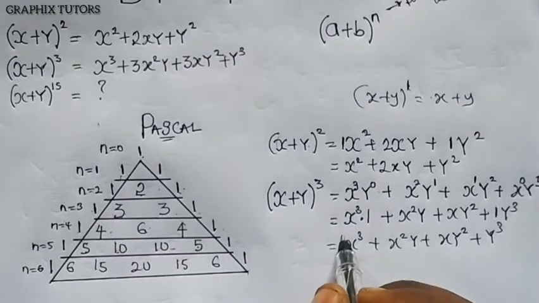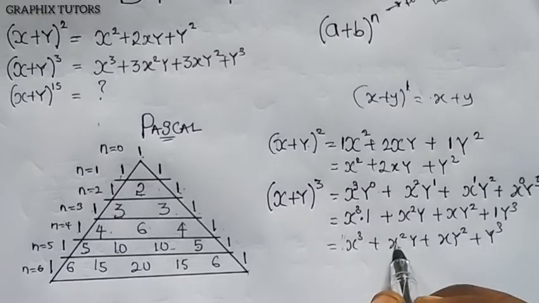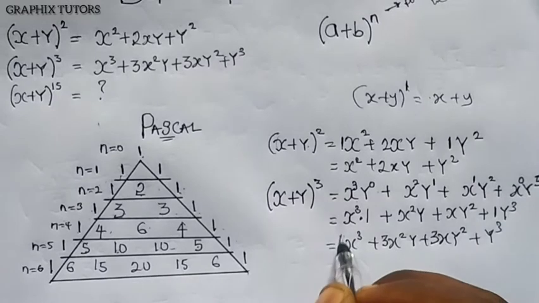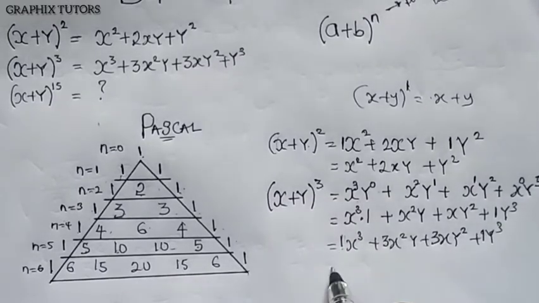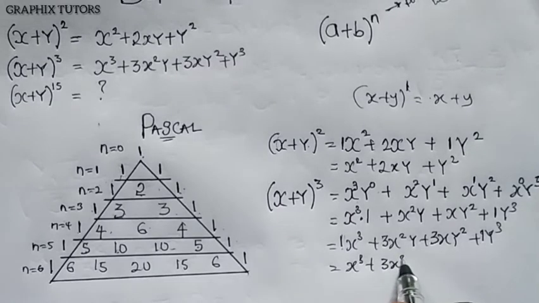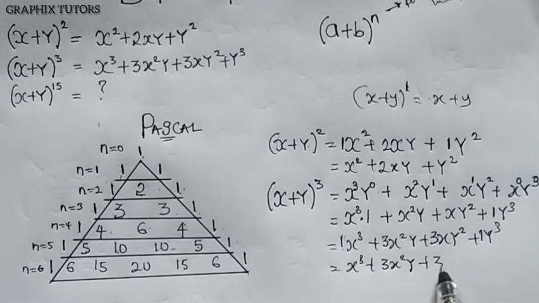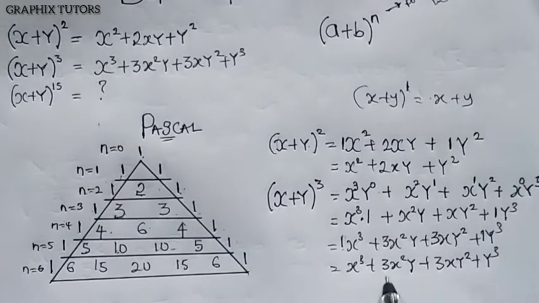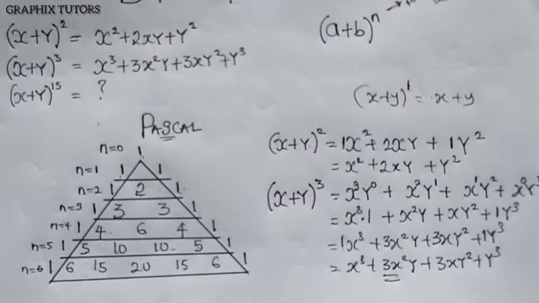So I'll put my 1 times x cubed, which gives you x cubed, then 3 times this will give me my 3, and so on. This is like saying 1, 3, 3, 1. This is x cubed plus 3x squared y plus 3xy squared plus y cubed. So this is my expansion, which is what we have here.